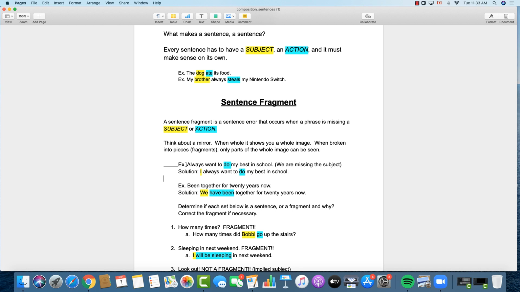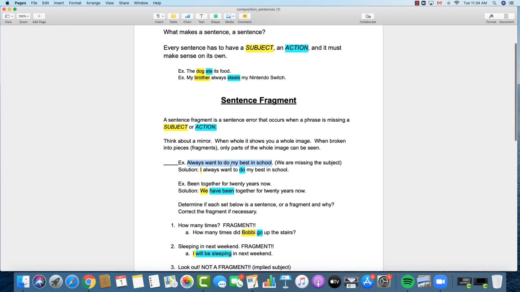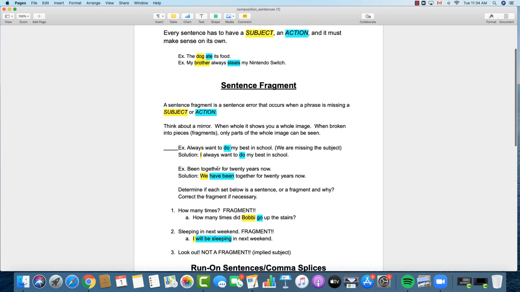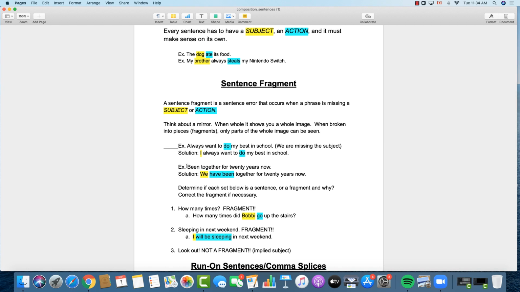Always want to do my best in school may sound close to correct, and sometimes the way we speak is not grammatically correct. Actually, a lot of the times we speak. But we have to get into the habit of recognizing when we're missing these things in our writing, and it's sometimes in the way we speak too, which will help us identify these errors when we do them in our writing. Let's look at another example here.